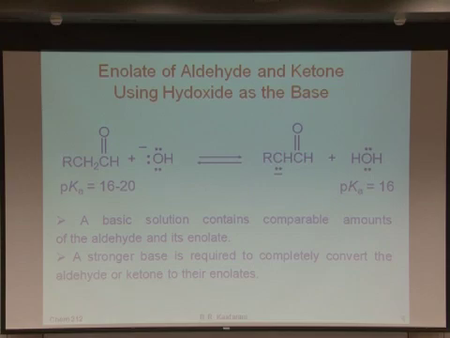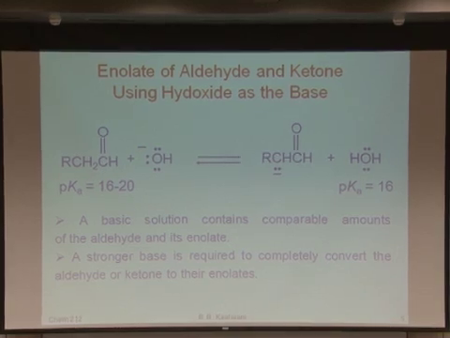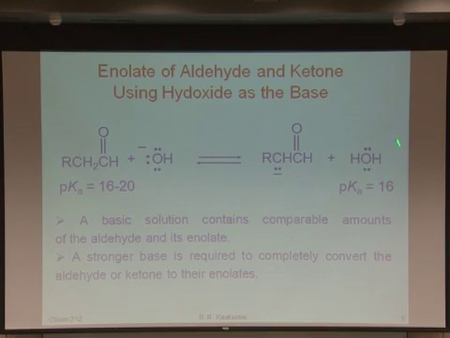Now, if you would like to generate the enolate quantitatively, which means you want to have 100% enolate, you want the K to be much larger than 1, you need to use a much stronger base. This equilibrium constant is closer to 1 because the pKa value of water is close to the pKa value of the starting aldehyde. That's why you have an equal molar ratio between the enolate and the aldehyde.